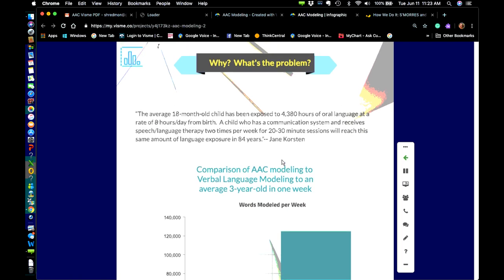I love this Jane Korson quote, and I'm sure many of you have seen this: the average 18-month-old has been exposed to over 4,000 hours of oral language at a rate of 8 hours a day from birth. So a child that has a communication system and receives just speech and language therapy, hopefully with aided language modeling for 20 to 30 minutes, it will take them 84 years to get the same amount of language exposure. Our kids don't have time to wait 84 years in order to be exposed and immersed in their language. It's not okay. This should be the urgency.